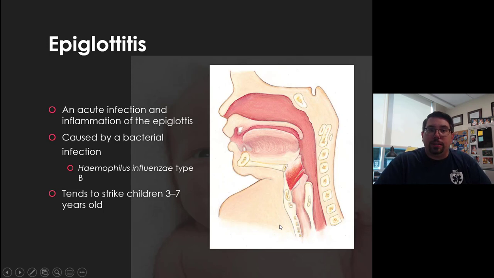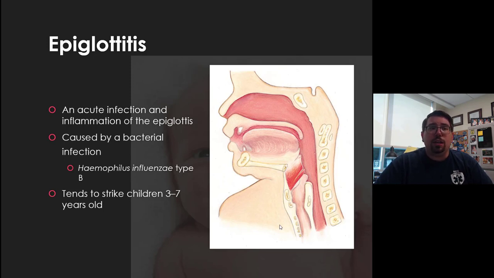Now let's look at epiglottitis. Epiglottitis is an acute inflammation of the epiglottis. It's generally caused by a bacterial infection, which would be a form of Haemophilus influenzae type B. Typically, it likes to strike children between the ages of 3 and 7 years old. It's a little bit older. Younger kids are more likely to get croup, while older kids are more likely to get epiglottitis. And again, you can actually have epiglottitis even as an adult.